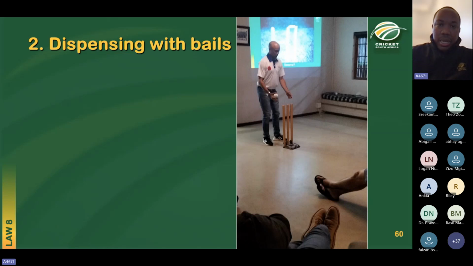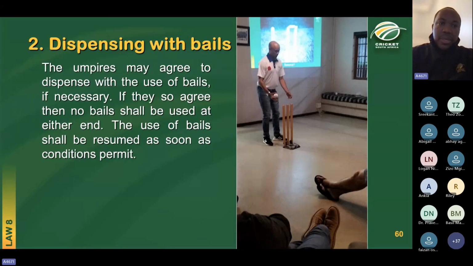Somebody asked yesterday, what happens when we dispense with the bails from the top of the stumps? Why would we dispense with the bails? It's usually when it is windy and the wind keeps blowing the bails off the top of the stumps. Law tells us that the umpires may agree to dispense with the use of bails if necessary. If they so agree, then no bails shall be used at either end. You can't have bails on one set of stumps and no bails on the other set. If you take bails off one set of stumps, then you need to take bails off both sets of stumps and play without them until conditions permit the reuse of bails on top of the stumps.